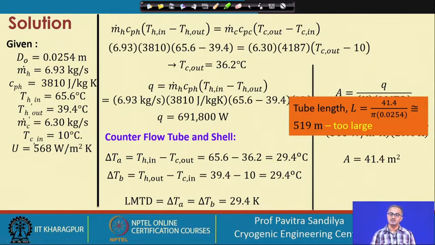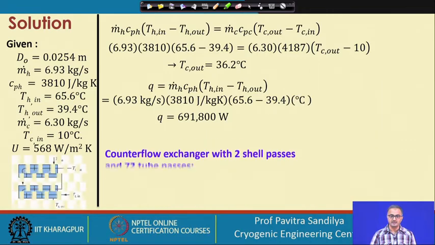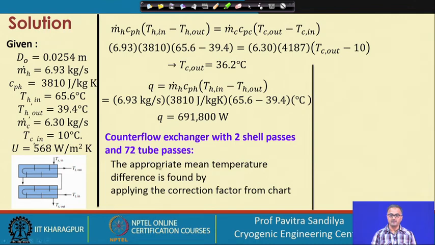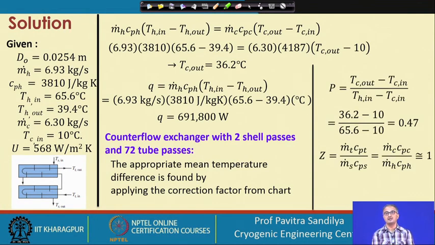Even though this length is less than what we found for the co-current flow, it is still too high for any practical purposes. So next, we go for the next arrangement, that is counter flow exchanger with 2 shell passes and 72 tube passes. In this case, we have to take the appropriate temperature difference by using the correction factor chart, which we have shown earlier. Now let us see how to use that chart.